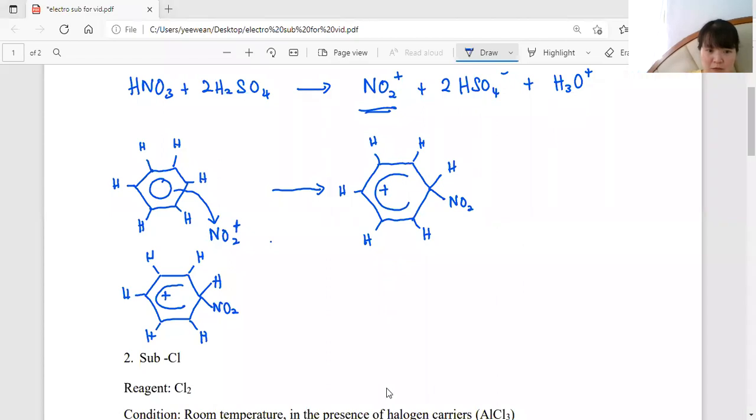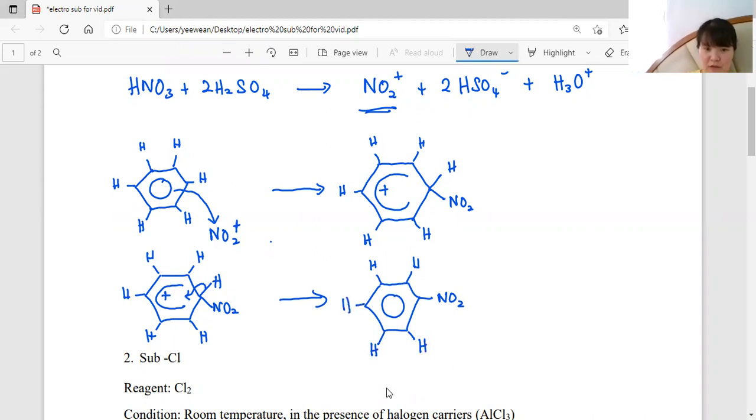Okay, so in the next step, what's going to happen is the H will come out empty-handed and return those electrons to complete that system again, so that it'll form a full circle here. So now all of these are still H, but that has been replaced or substituted by an NO2. So that's why it's called an electrophilic substitution reaction.